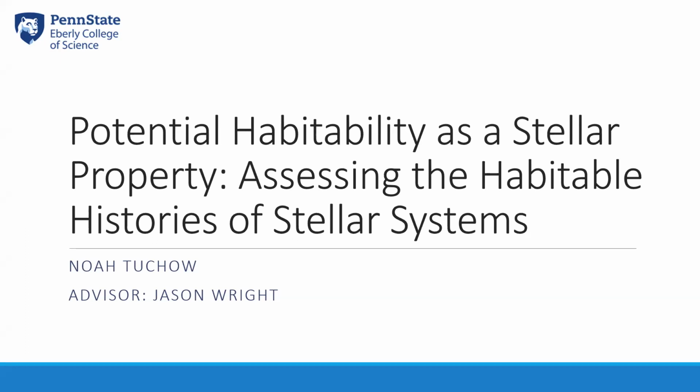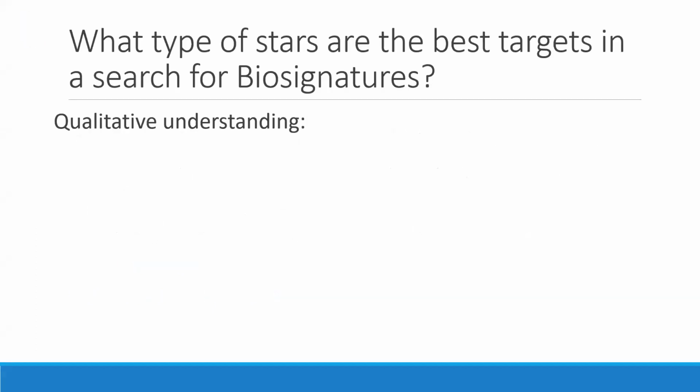Okay, so I'm presenting my thesis research on potential habitability as a stellar property, assessing the habitable histories of stellar systems. And I'm Noah Tuchow at Penn State University, and I'm working with my advisor, Jason Wright, on this research. So the motivating question for my research is what type of stars are the best targets in research for biosignatures? We have a qualitative understanding about which stars might be the best to look at.